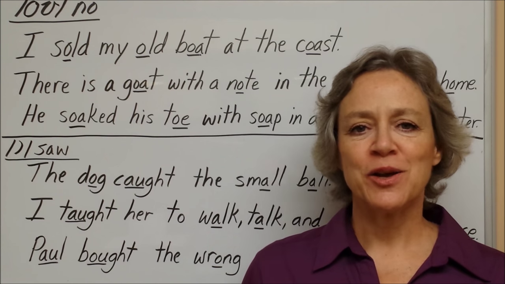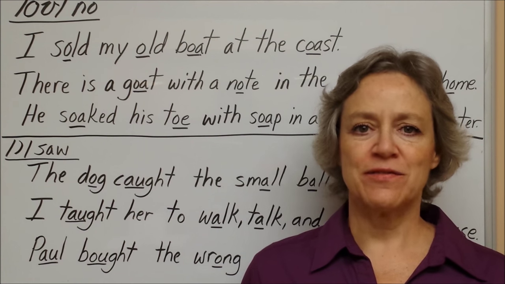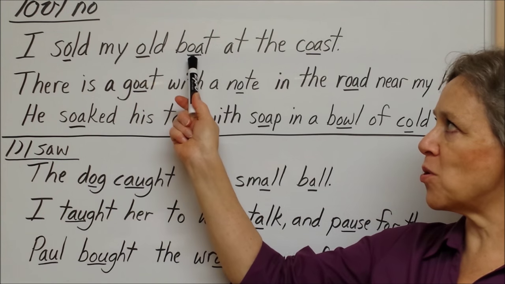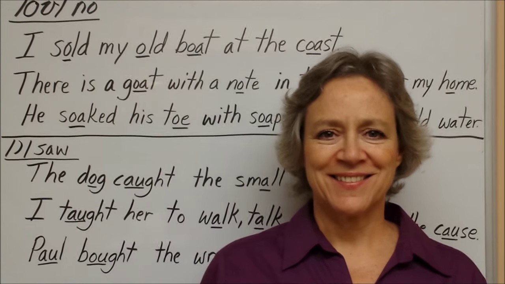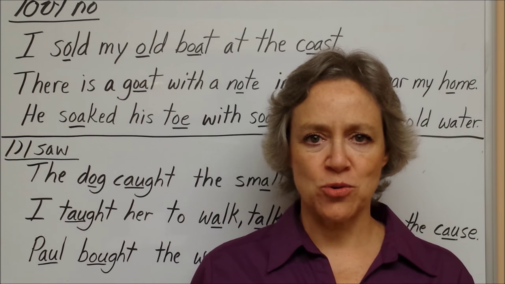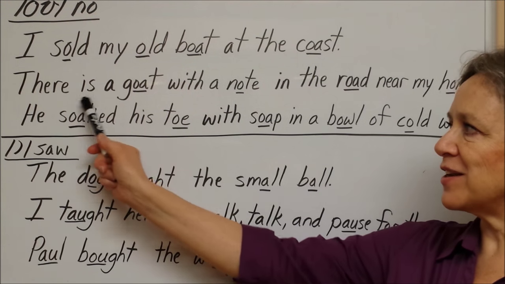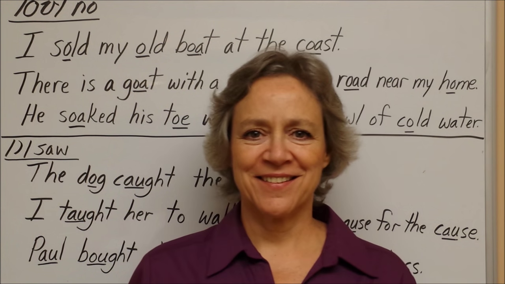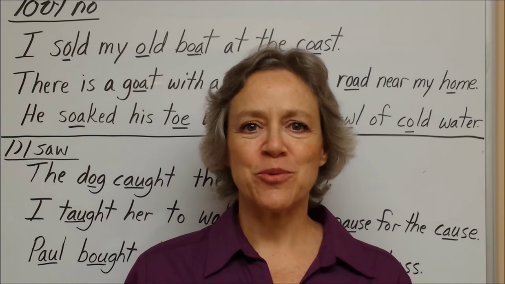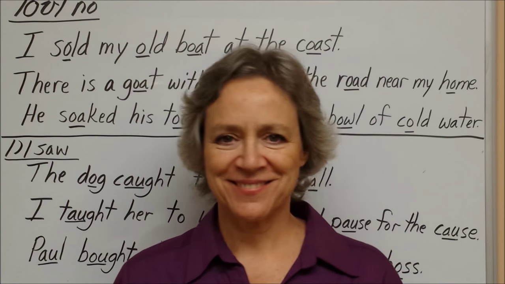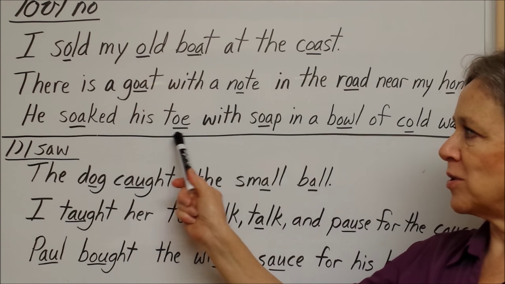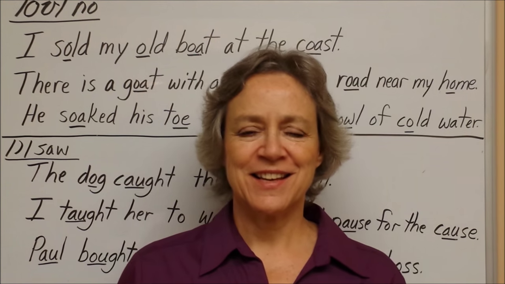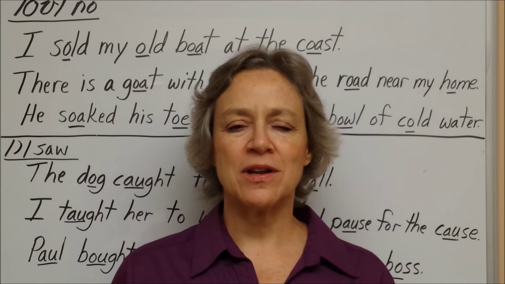Now let's practice saying some sentences with the O vowel sound and the aw vowel sound. We'll start with O. I sold my old boat at the coast. There is a goat with a note in the road near my home. Silly sentences. He soaked his toe with soap in a bowl of cold water.